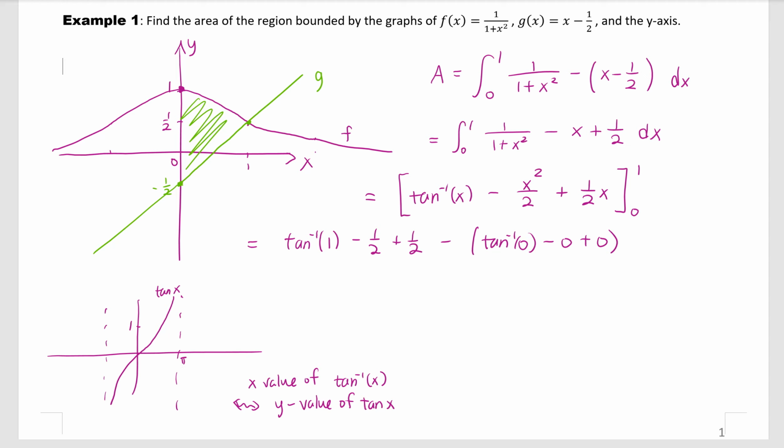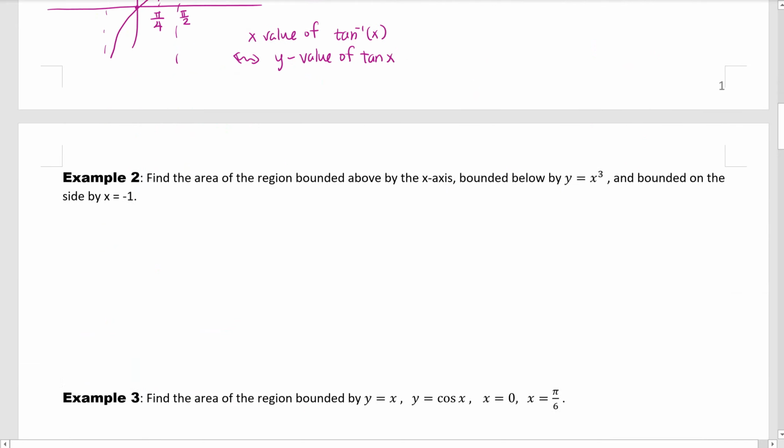Okay, so what is this guy? This guy is pi over 2, right? And so what is this guy? Pi over 4. So this is pi over 4, and minus 1/2 plus 1/2, they cancel. And then arctangent of 0, this means, if my y value is 0, what's the corresponding x value? Also 0, right? So that's why our answer for this problem is pi over 4. So far, so good, everybody? So let's continue.